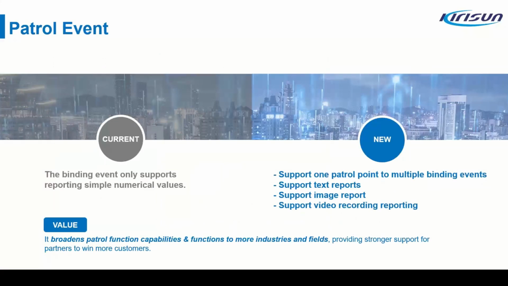Patrol events. When the administrator needs to arrange extra inspection tasks at the patrol points, the patrol personnel must report the event to give feedback on the inspection results. Currently, it only supports reporting simple numerical values, but in the new version, it will support reporting by text, image, and video recording. It broadens the PoC capabilities to more industries and fields, for example, security patrol, equipment inspection at the factory, and railway inspection.